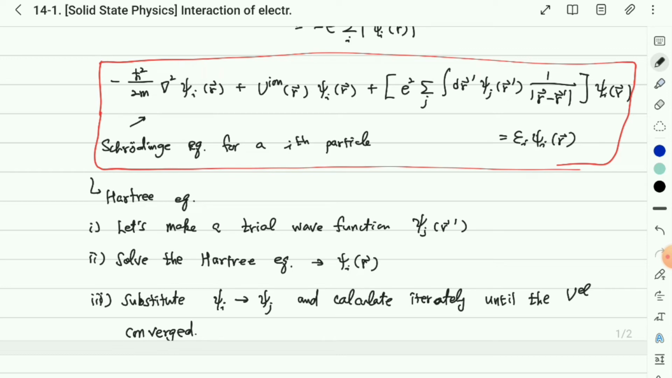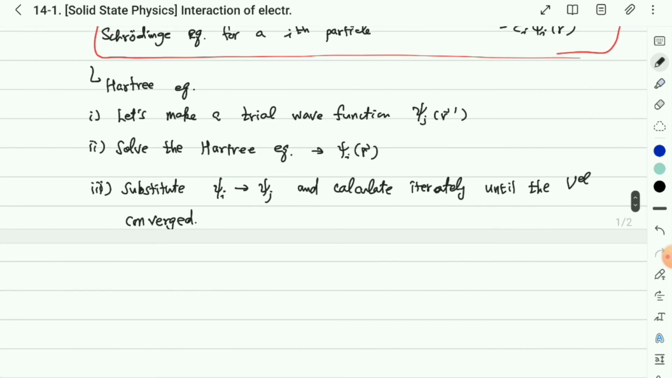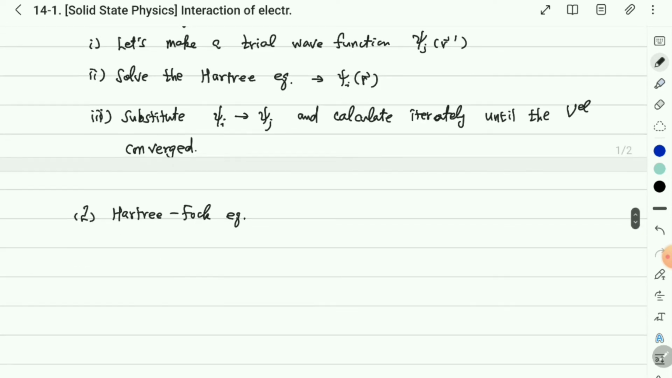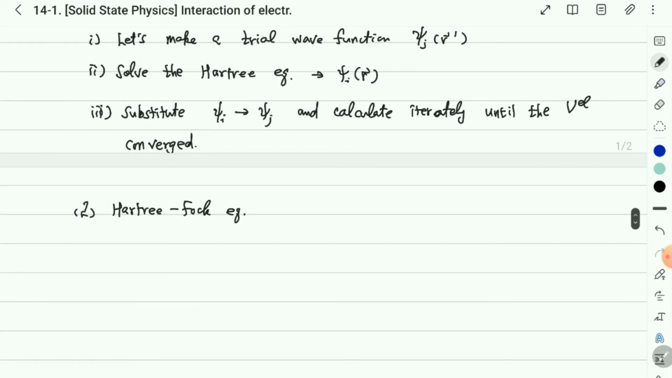exchange of two electrons, and therefore we should devise the Hartree equation to consider the exchange energy. It means that it is coming from the Pauli exclusion principle. This equation we call the Hartree-Fock approximation, the Hartree-Fock equation. The Hartree-Fock equation considers the Pauli exclusion principle.